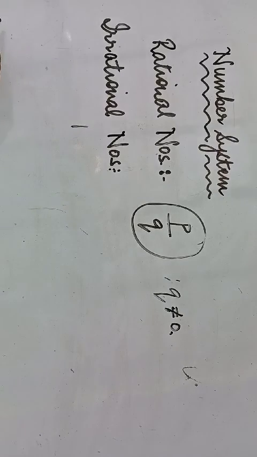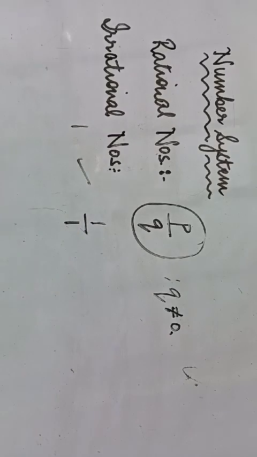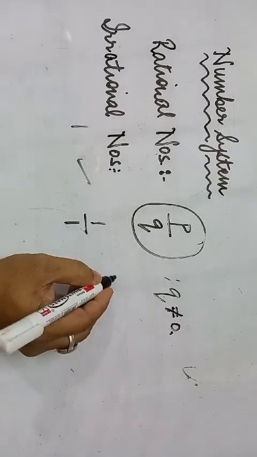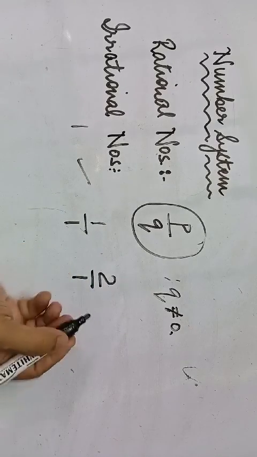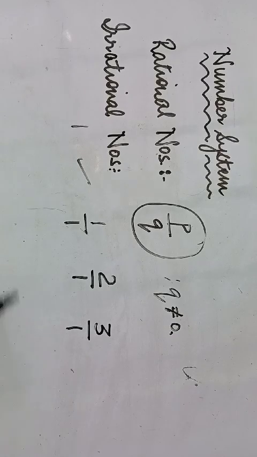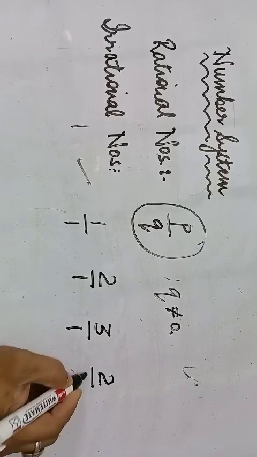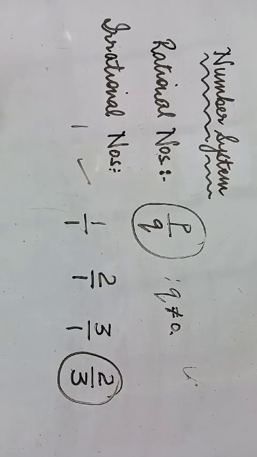Is 1 a rational number? Yes, 1 is a rational number because 1 can be expressed as 1 upon 1. Similarly, 2 can be written as 2 upon 1, so that's also a rational number. 3 can be written as 3 upon 1, so that is also a rational number. Similarly, let's say for example, 2 upon 3. Is this a rational number? Yes, it is a rational number because it can be expressed in p by q form.